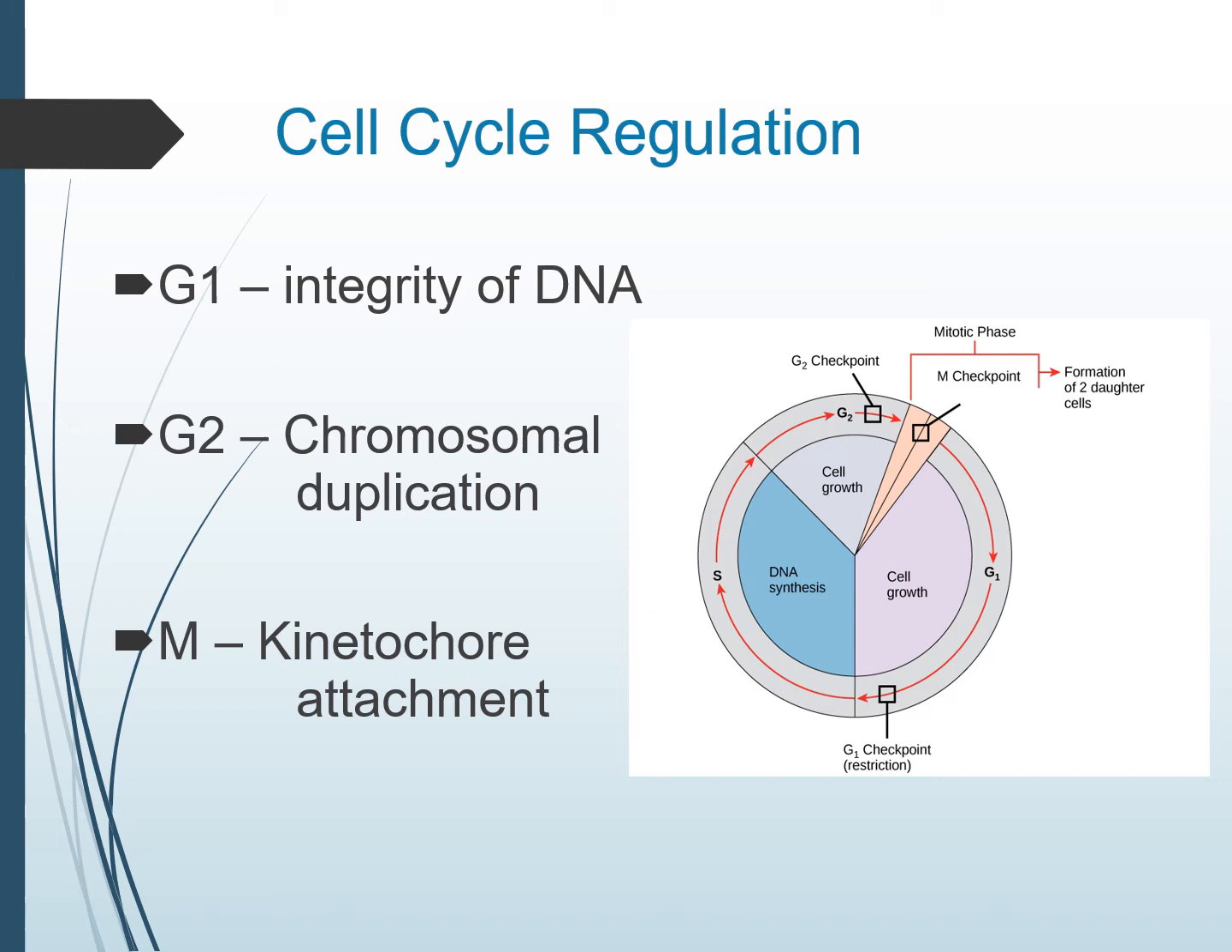The checkpoint near the end of G1 checks to make sure there is no damage to the DNA and that the cell is of adequate size to replicate.